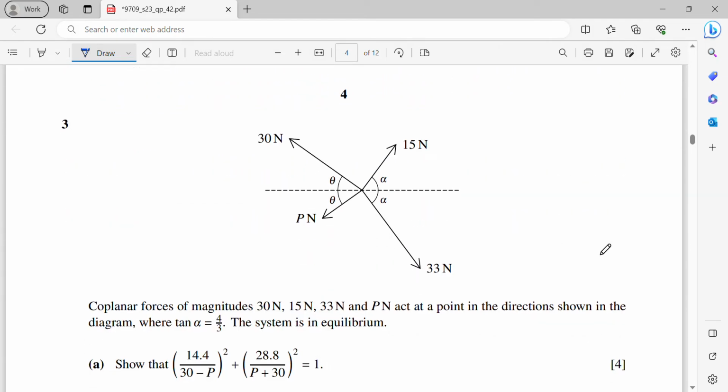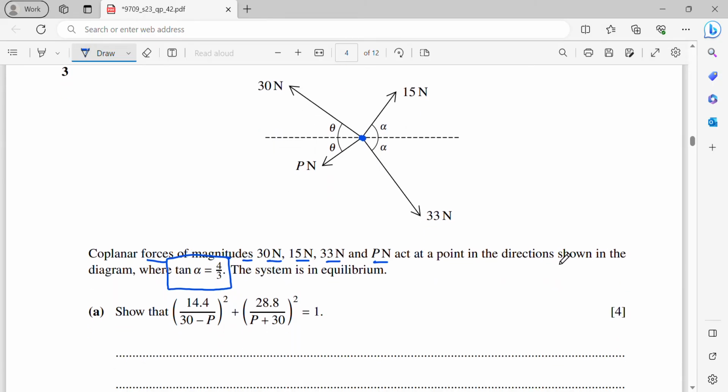Now, question 3. Coplanar forces of magnitudes 30 newtons, 15, 33, and P newtons act at a point, in the directions shown in the diagram. Tangent alpha is 4/3. The system is in equilibrium. Now, part A, show this equation. So, since the system is in equilibrium, now we need to resolve the forces vertically and horizontally.